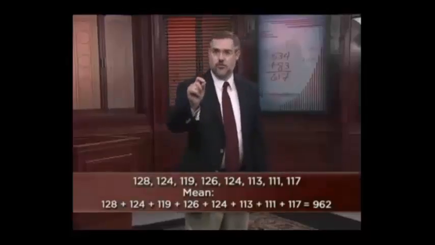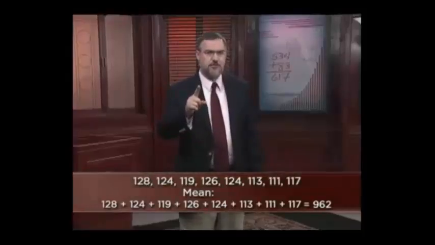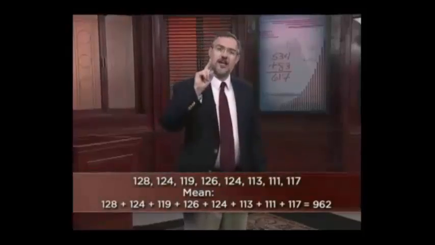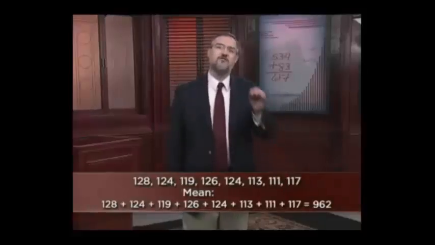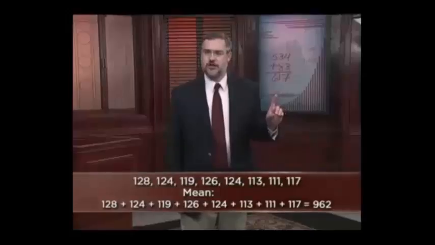And that's why we were doing those kinds of problems several lessons ago. Now, we're not done with the mean. The mean is not equal to 962. That's just part of finding the mean. Do you remember how you finished this problem of finding the mean? That's right. You take the 962 and you divide it by the number of values in the original list.